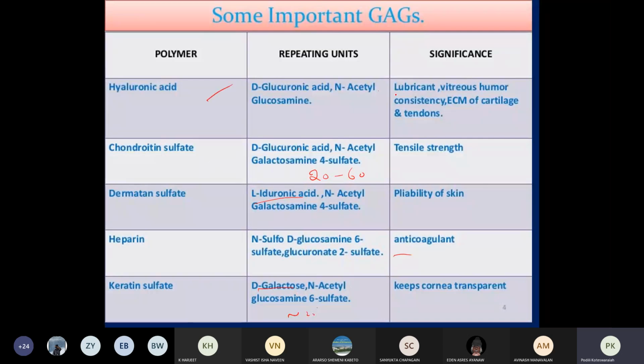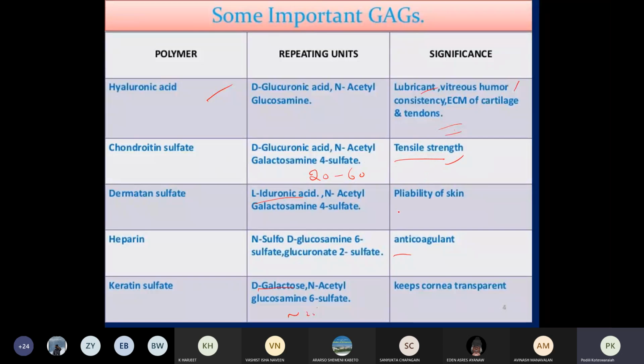In summary, hyaluronic acid is mainly responsible for the lubrication of the joints, and it is also present in the vitreous humor of the eye. As age advances, the hyaluronic acid concentration decreases. That's why most people suffer with various vision problems with age. In addition, hyaluronic acid is also present in the synovial fluid, and that provides lubrication. And chondroitin sulfate is mainly present in the cartilage, giving tensile strength to the cartilage.